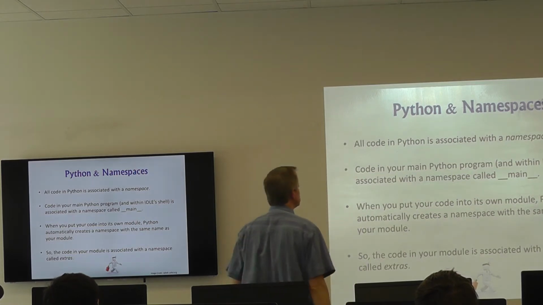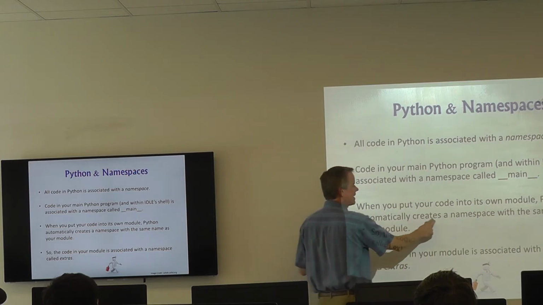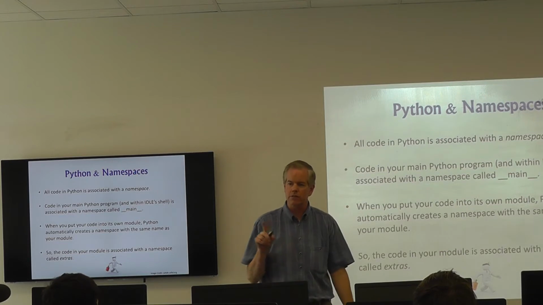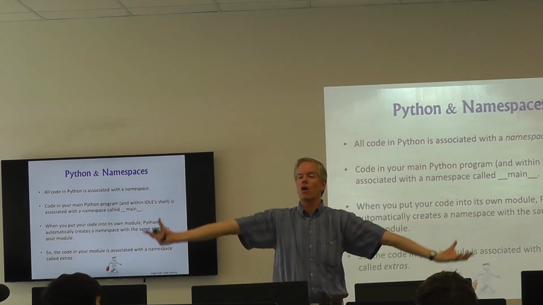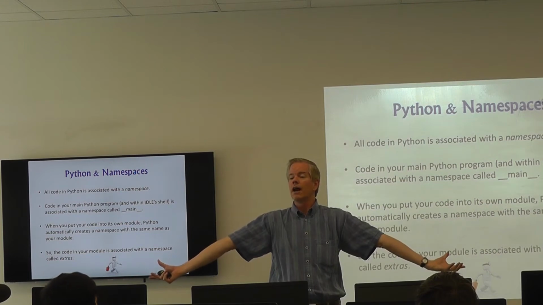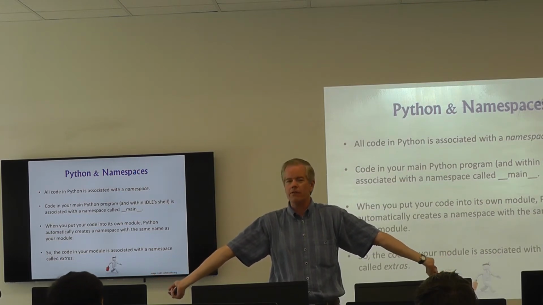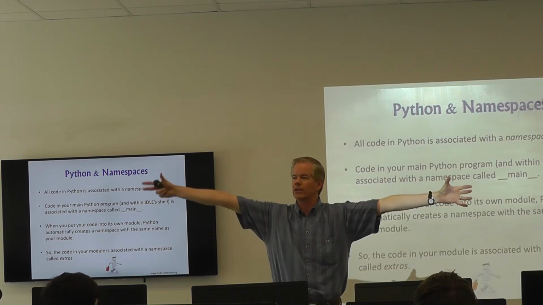Now, when you put your code into its own module, Python automatically creates a namespace with the same name as your module. So we stuck all of our functions in a file called what? That means it created a brand new environment called __extras__. And never shall the two meet. So we got main over here and we got extras over here.